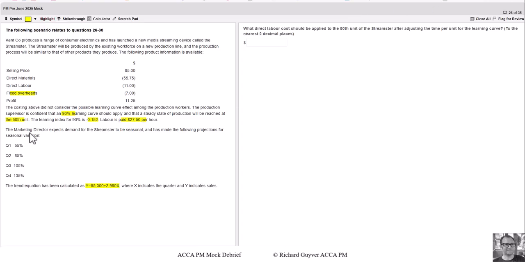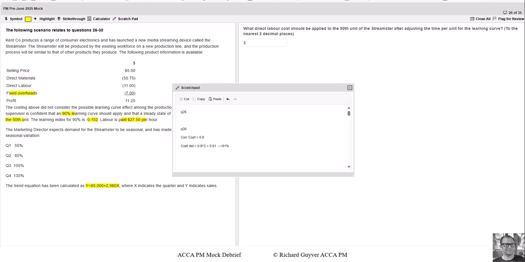This is the very hard to say multiplicative model. We know that because it's got percentages. The additive model will have actual numbers in dollars. Well, this is a learning curve question. What direct labour cost should be applied to the 50th unit of the Streamster after adjusting the time per unit for the learning curve? So we don't actually need the bottom bit for this part of the question, we just need the top bit.